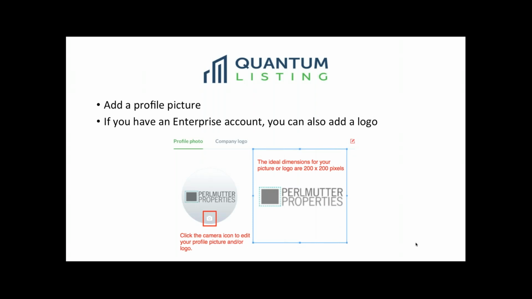The optimal dimensions for the profile picture is 200 by 200 pixels. If you need help with adding that, you can let us know by sending an email to support@quantumlisting.com, and we can either resize the profile picture for you or edit it for you and make it nice and easy. And the profile picture, not only does it show up on your profile page, but it's going to show up on the top of your listing card. And also, if somebody clicks through to your listing detail page and your contact information, they'll see it there. So it's nice to have a profile picture or logo there if possible.